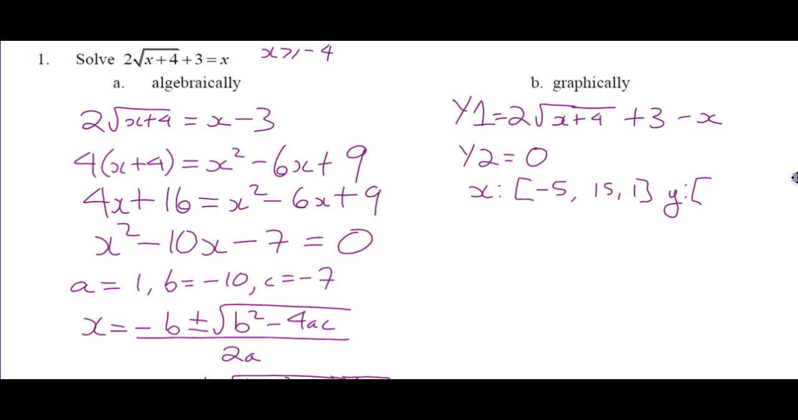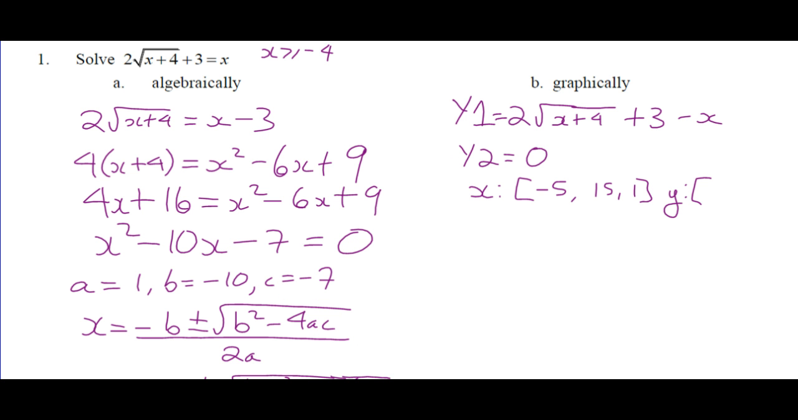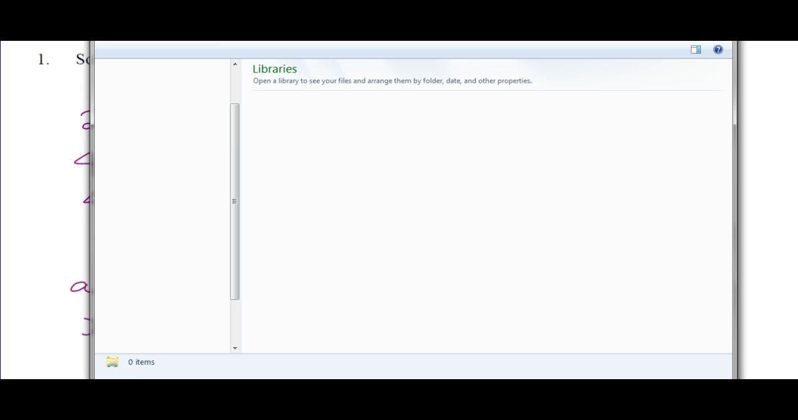And my y's go from, let's just do it. Oh, I hate this calculator. All right, I'm just going to kill this calculator and restart it. Come on.